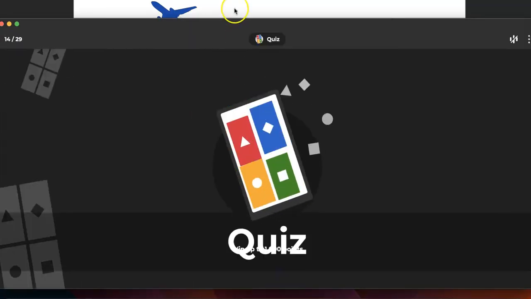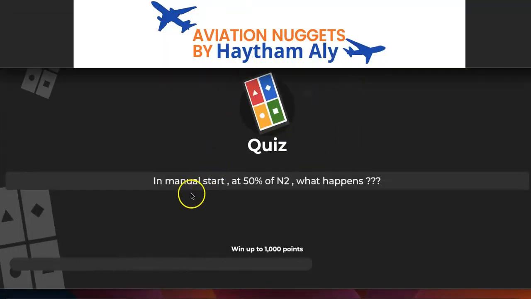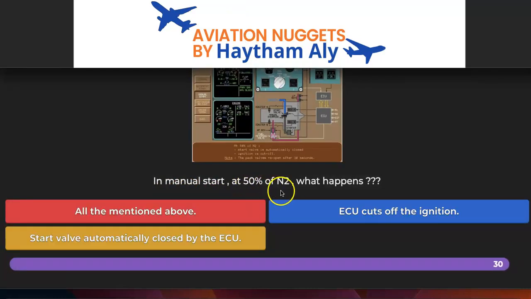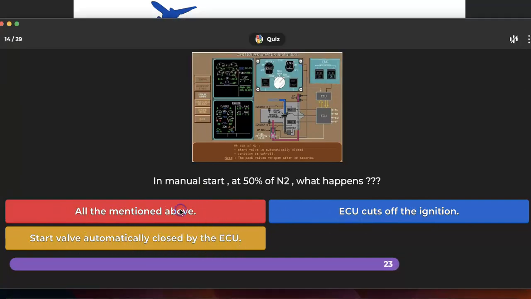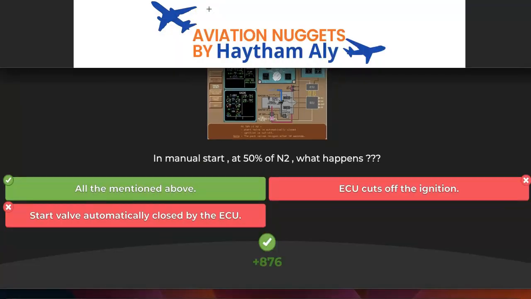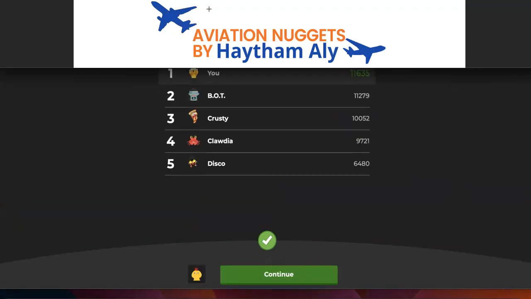Okay, everybody, let's proceed. Next question. In manual start at 50% of N2, what happens? ECU cuts off the ignition, start valve automatically closed by the ECU, all the mentioned above. At 50% N2, the start valve will close and ignition is inhibited.